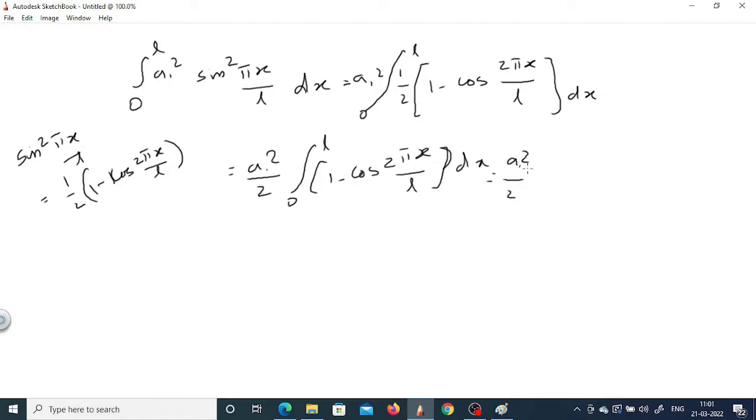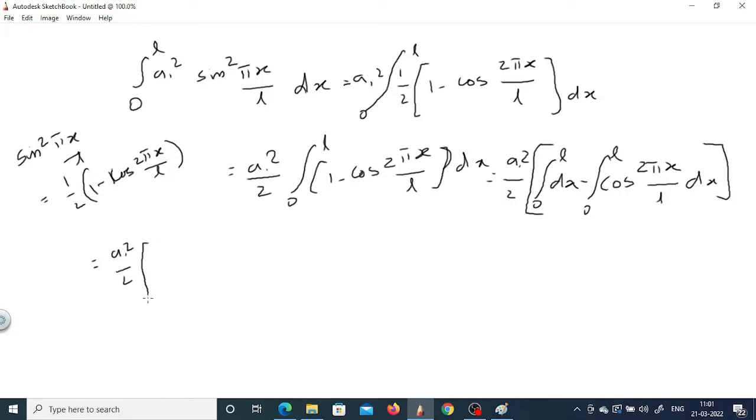Here a1 square by 2, after that the first term is 1, so the integration can be done for 1, means 0 to L, 1 into dx. After that minus integral 0 to L, cos 2 pi x by L into dx, which is the second term available in our step. After that what happens? Here you see in the previous step a1 square by 2 is available, so that I can write a1 square by 2. After that what happens? Integral of 0 to L with respect to dx means I can write here x within the limit of 0 to L. So I integrate the dx, so I got this.